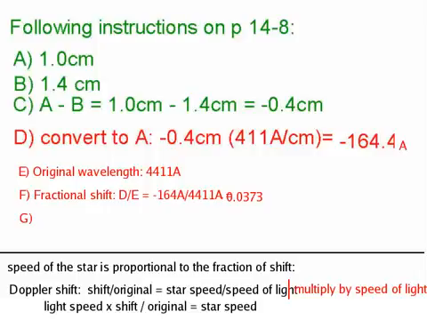Well, it got bigger, but mine still won't show it. Well, I'm just going to type out in words the same thing, since the letters are now really small. Okay, so the last line is supposed to be the light speed times the shift divided by the original equals the star speed.